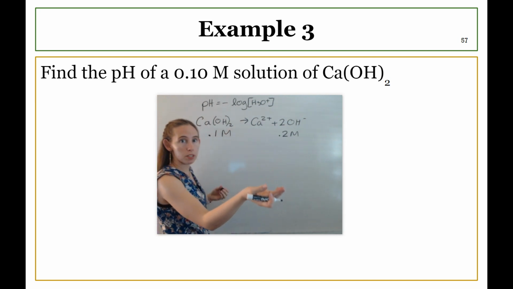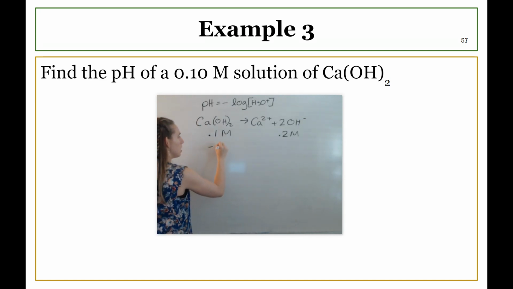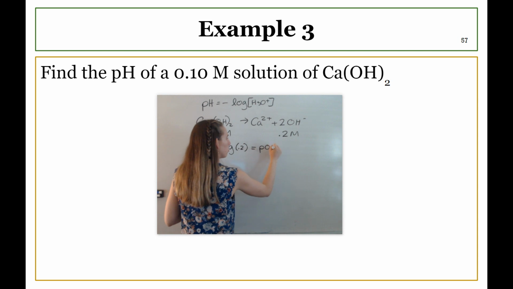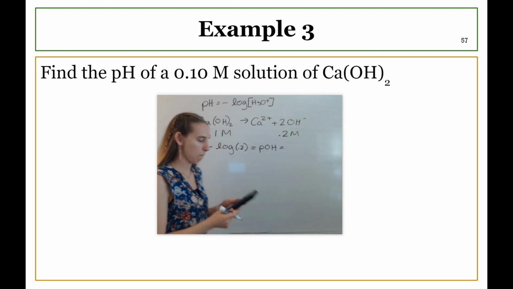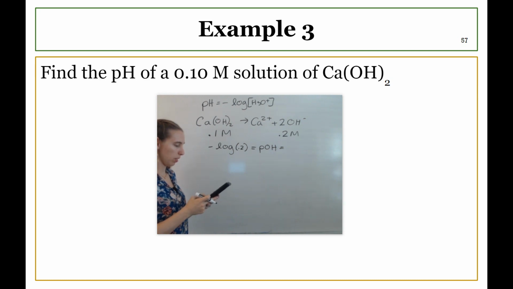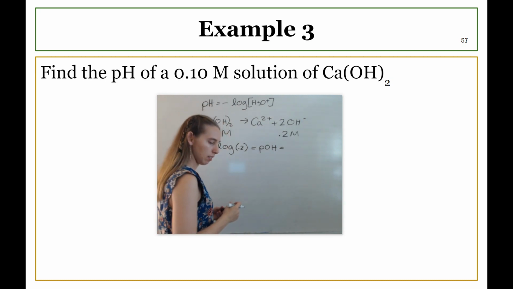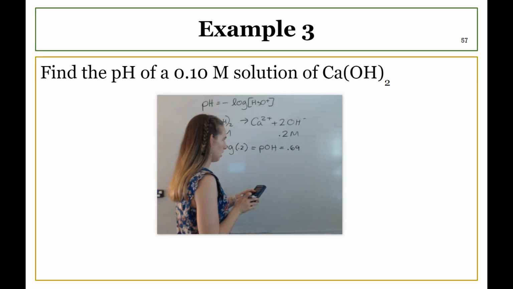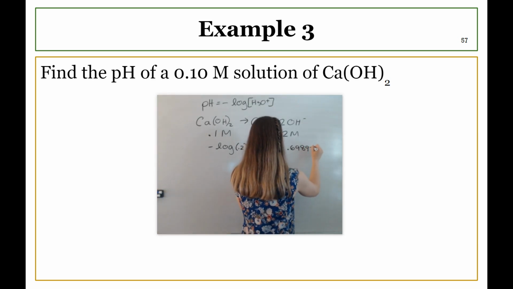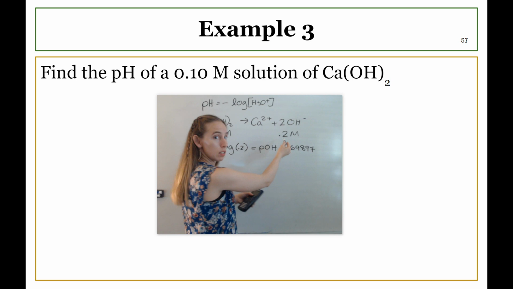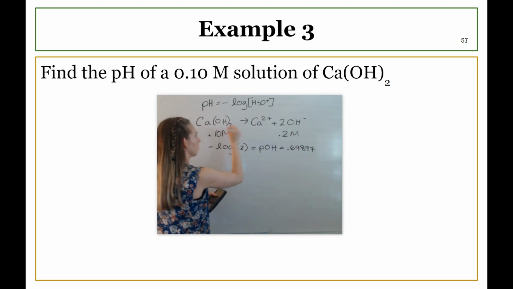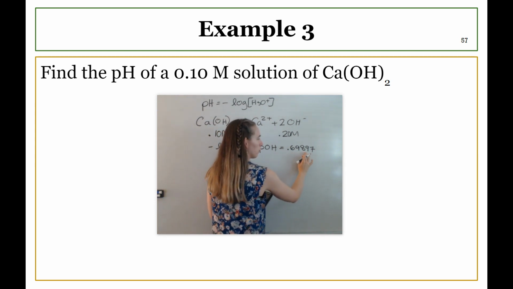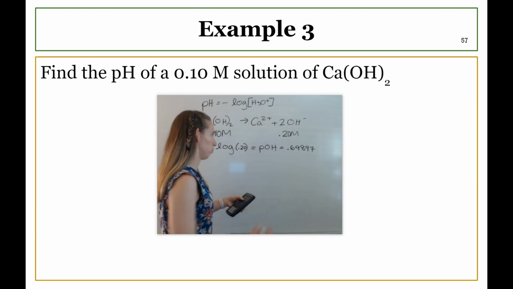Then we can follow the same procedure that we did from the previous problem. Negative log of your hydroxide is equal to pOH. Let's find that. Negative log of 0.2 is equal to 0.69897. We've got technically 2 sig figs, which means we only need 2 decimals for pOH, but we're going to preserve a few more for when we're finding pH, because we're not done yet.